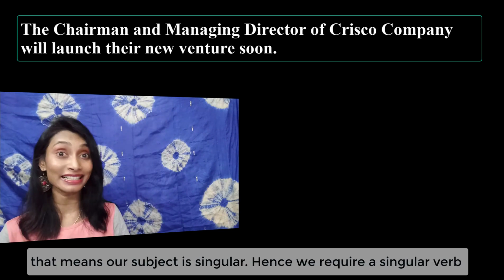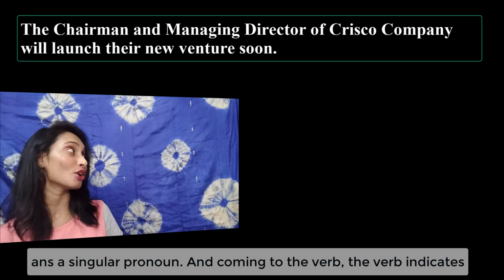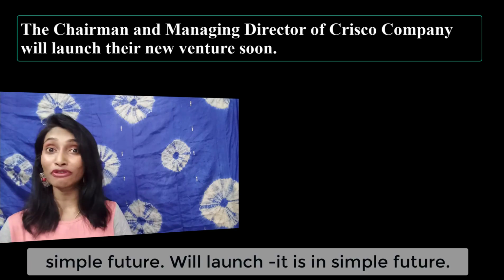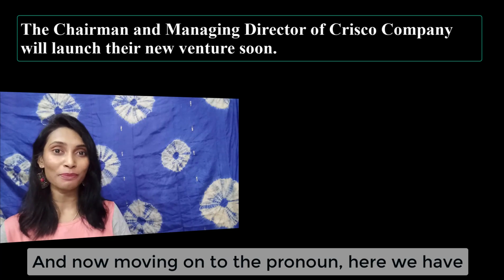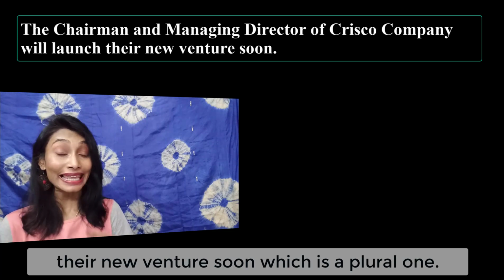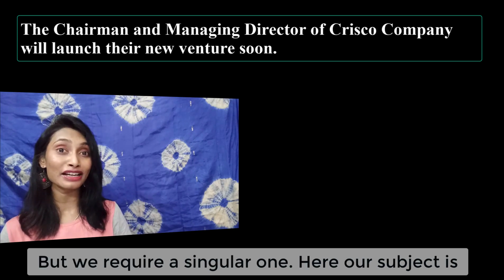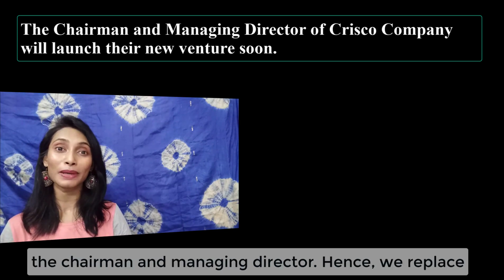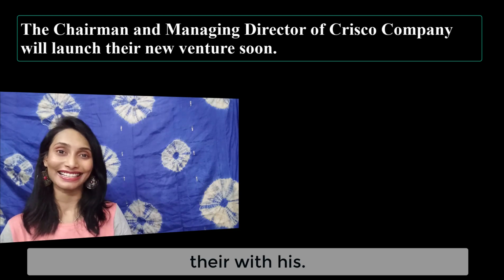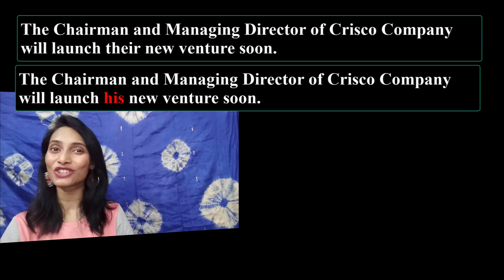That means our subject is singular. Hence, we require a singular verb and singular pronoun. The verb indicates simple future. Will launch, it is in simple future. And now, move on to the pronoun. Here we have their new venture soon, which is a plural one, but we require a singular one. Here our subject is the chairman and managing director. Hence, we replace their with his. Hence, the correct sentence is the chairman and managing director of Crisco company will launch his new venture soon.